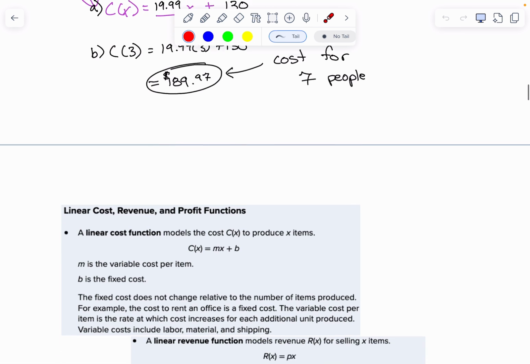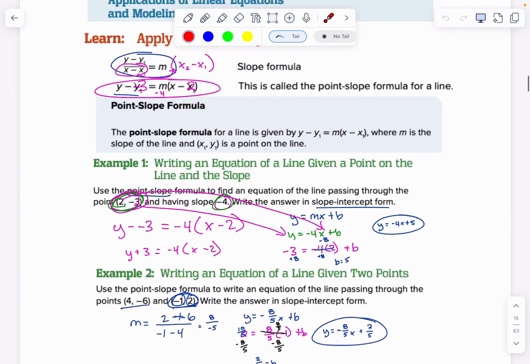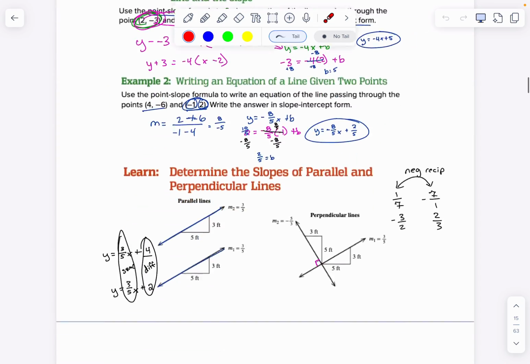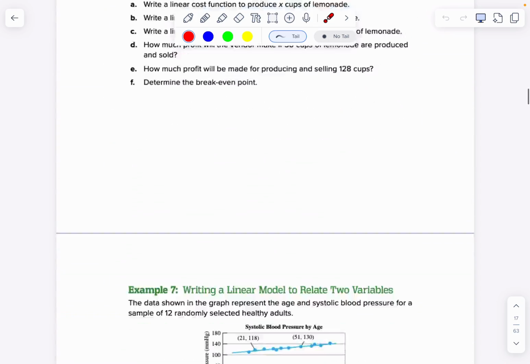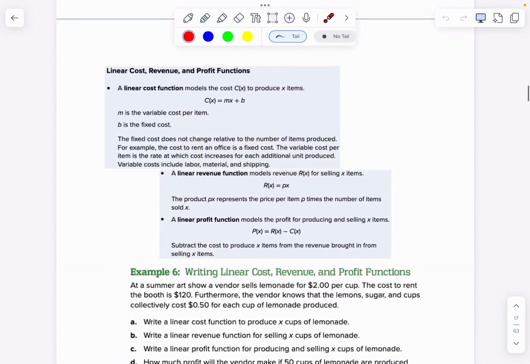Okay. All right. So we are like halfway through 1-5, I think. I said to do all but the last two problems. So we've got like three story problem looking things.